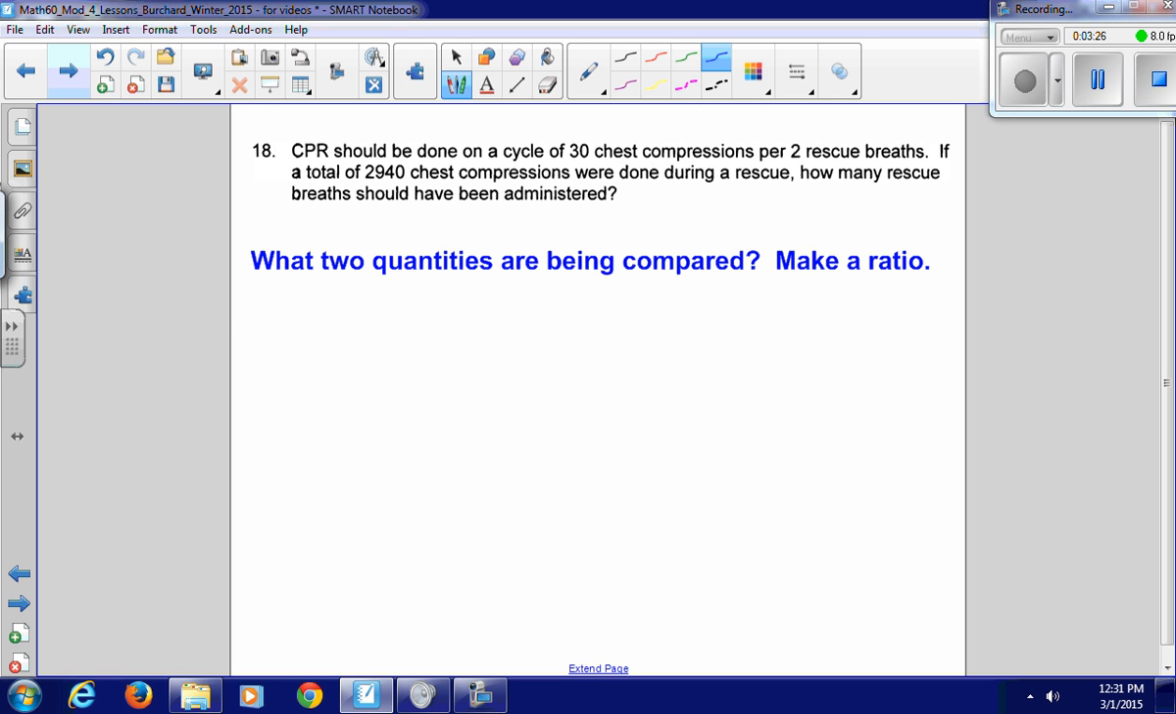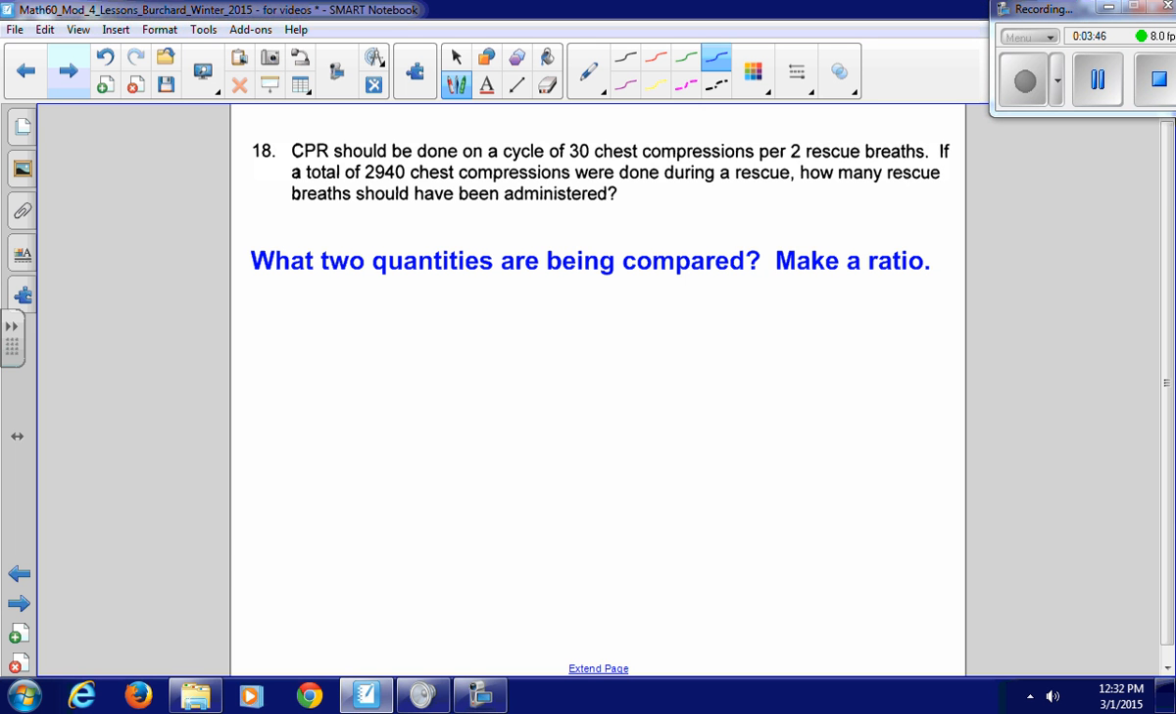So here's a word problem example. It says CPR should be done on a cycle of 30 chest compressions per 2 rescue breaths. If a total of 2,940 chest compressions were done during a rescue, how many rescue breaths should have been administered?